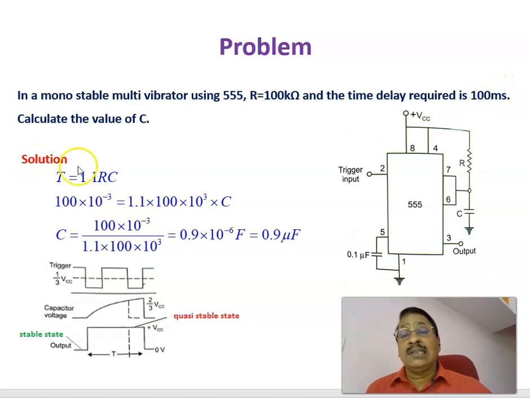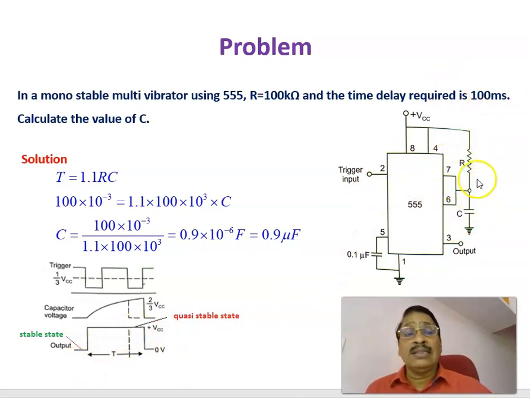And the basic relation is given by, coming to the solution, capital T equal to 1.1 RC, where R value is given as 100 kilo ohm, and the total time capital T, that duration, is given as 100 milliseconds. Substituting in this equation, you can find the value of the capacitance required. Therefore, C is equal to 0.9 microfarad. If you connect a 0.9 microfarad capacitor as well as a 100 kilo ohm resistor externally, then you can produce a delay of 100 milliseconds.